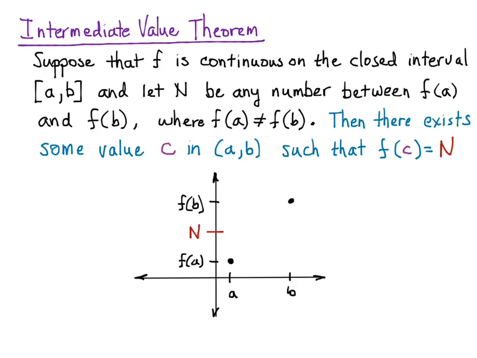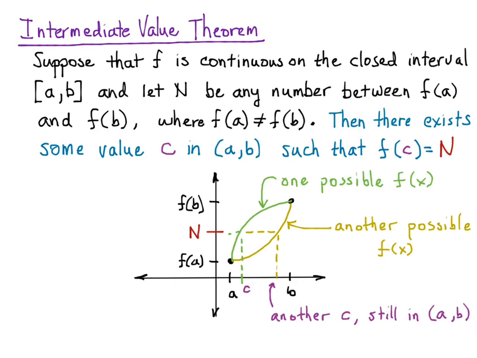Okay, so that probably doesn't make much sense to you until I show you the rest of the graph. So let's say we have one possible f at x. I'm not saying what f at x is, but this is certainly continuous. So if I choose n, there is a c that's in between a and b that gives me that value, f at c equals n. If I choose a different function, then my c is someplace else, but it's still there. So in other words, if I have n as this value, and my function goes from here to here, I'm going to cross n, if it's continuous.